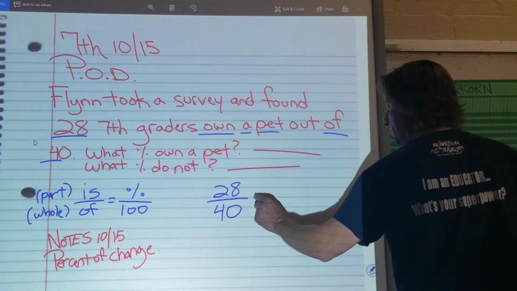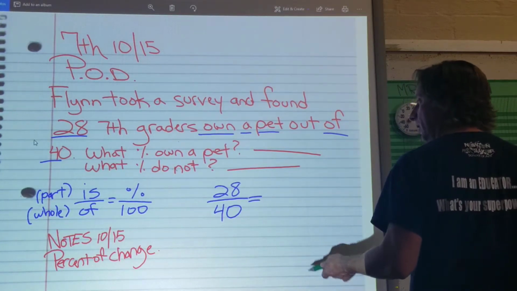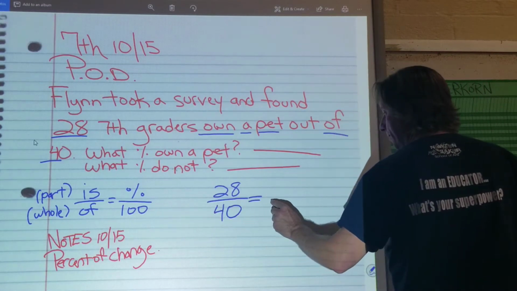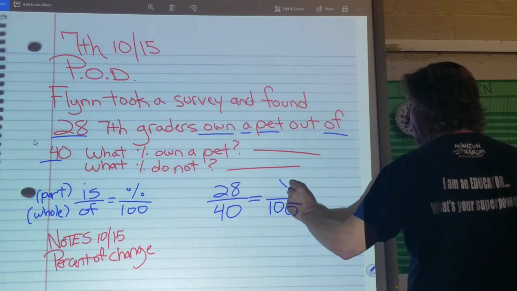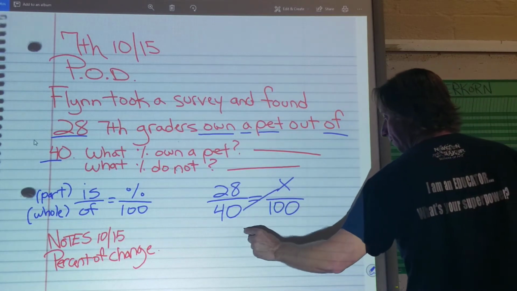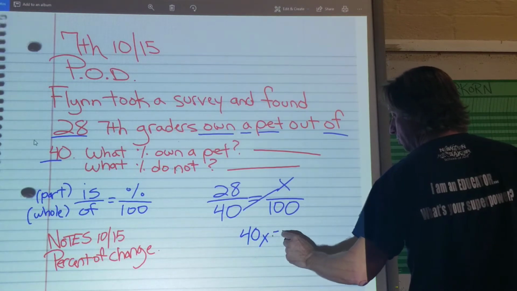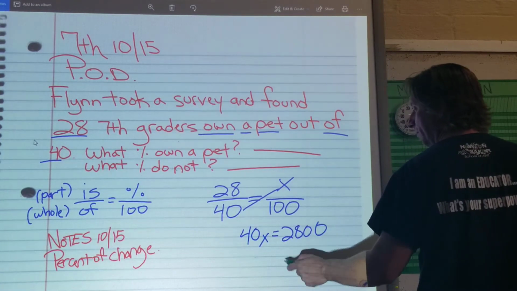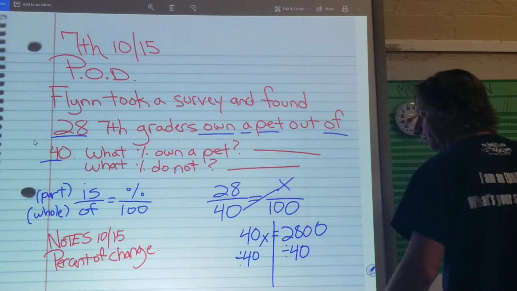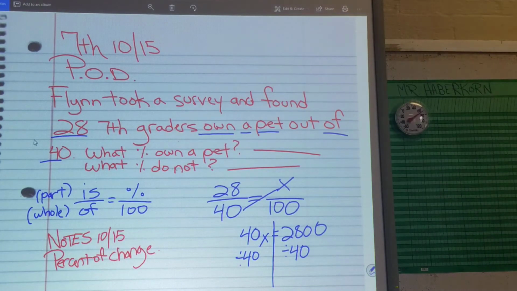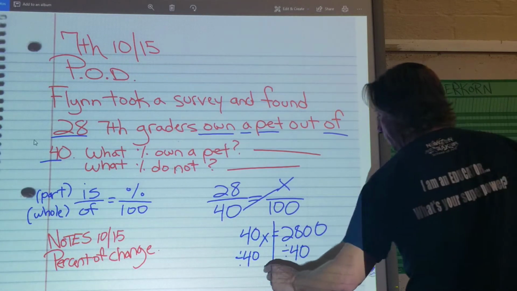And we want to change this to a percent. So anytime we want to change something to a percent, we force it to be over 100, right? So we're taking this fraction and saying, nope, we don't want you out of 40, we want you out of 100. And cross multiply, 40x equals 2800. Divide by 40. And we get 70% own a pet.